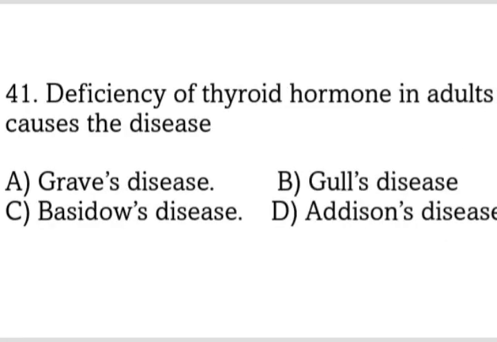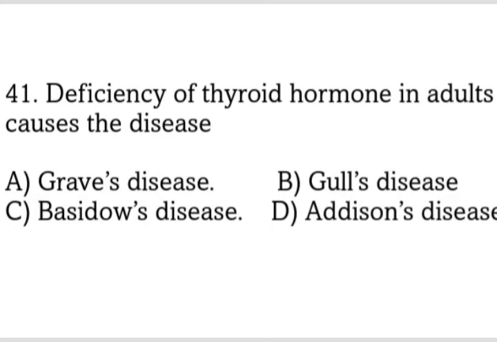Question number 41. Deficiency of thyroid hormone in adults causes the disease. Option A, Graves' disease. Option B, Gull's disease. Option C, Basedow's disease. Option D, Addison's disease. The answer is option B, Gull's disease.